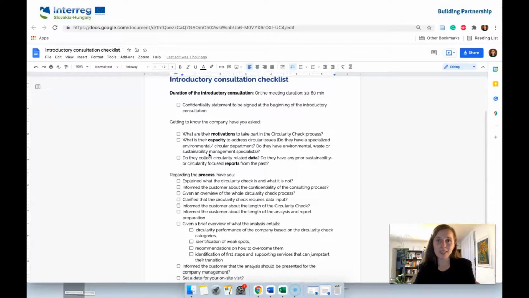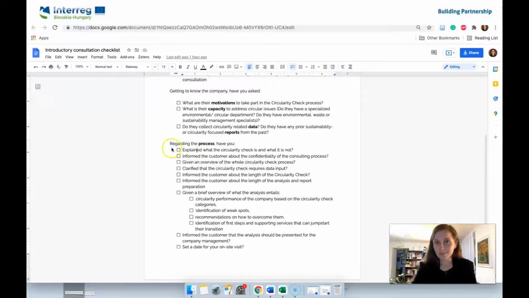Then it might be worthwhile to see whether the company already collects some waste-related or sustainability-related data. Do they publish any sustainability or ESG reports? Can they share those reports with you? These are all important information that can help you with your on-site consultation, but also, again, with the final report preparation.